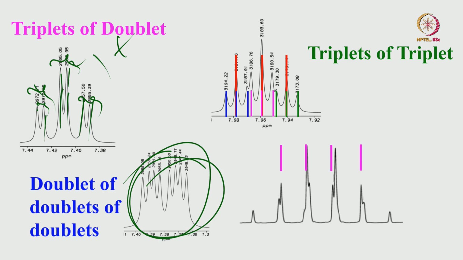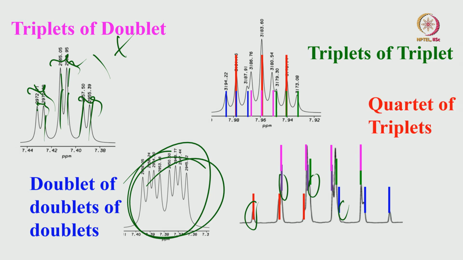Look at this one. This is a very interesting pattern. Initially it looks confusing, but if you carefully see this line, this line, this line and this line, one more here, it looks like a quartet. And each line of the quartet is split into a triplet. First it is a quartet and each line of the quartet is split into a triplet. So, it is called quartet of triplets. The larger separation is the quartet and then each line of the quartet is split into triplets.